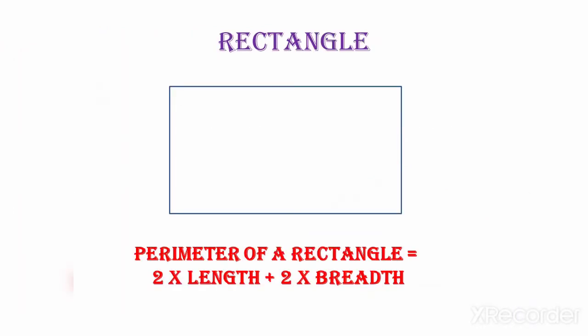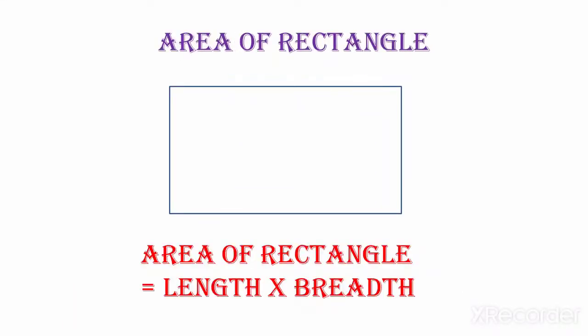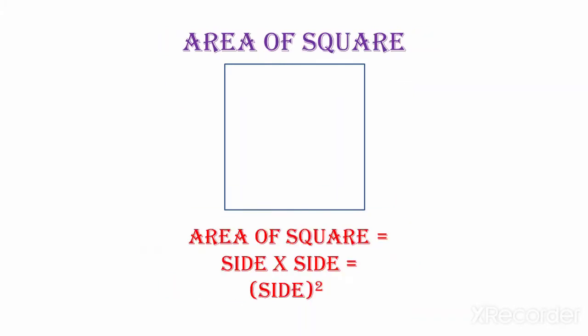Now perimeter of a rectangle. We have seen the perimeter of a rectangle equals 2 multiplied by length plus 2 multiplied by breadth. Perimeter of a square is 4 multiplied by side. Now today we are going to see area of a rectangle. A rectangle has length and breadth, so the area of a rectangle equals length multiplied by breadth. Area of a square is side multiplied by side, or side square.